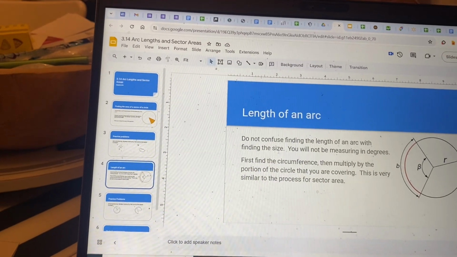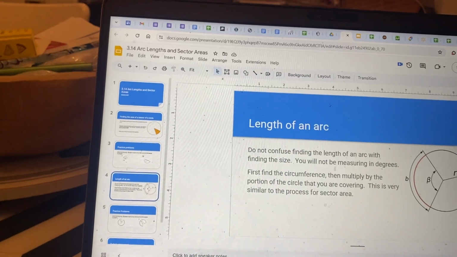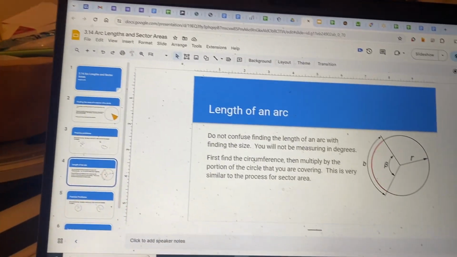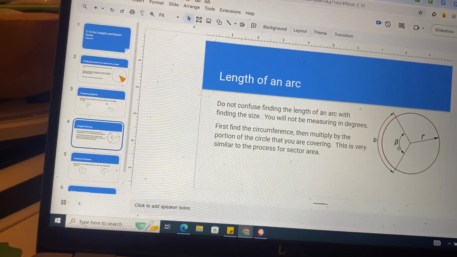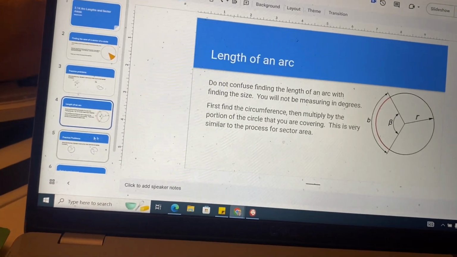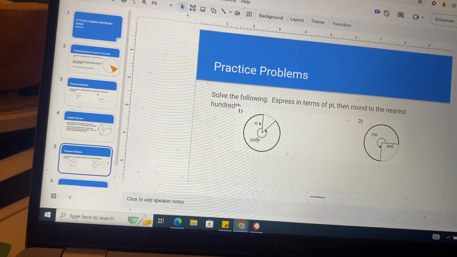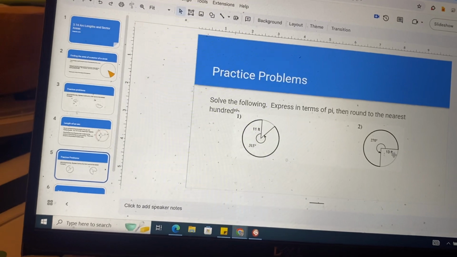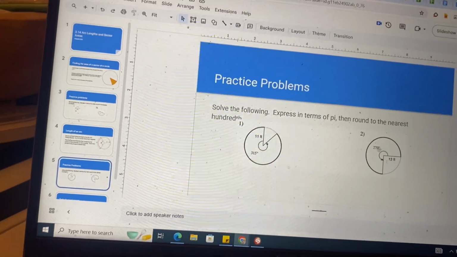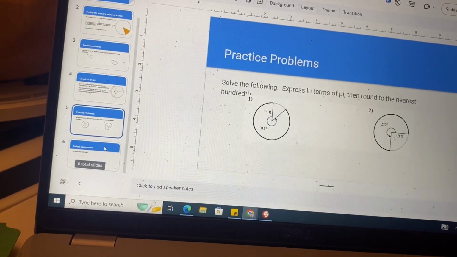For the length of an arc, remember, we're not talking about area anymore; this is why we're finding circumference. You find the circumference, which is 2 pi r, and then multiply that by the angle proportion, in the same way that we did for area. So with this one, it would be 22 pi times 315 over 360. This would be 26 pi times 270 out of 360, okay?